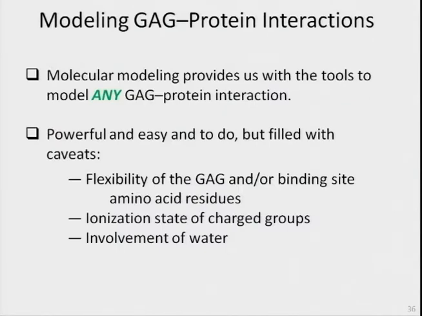Okay, so this general scheme is very powerful. It theoretically provides us with the tools to model any GAG-protein interaction. As I mentioned, it's powerful and easy to do, but there are some caveats when using virtual screening with GAGs compared to normal molecules. First of all, I mentioned the rotatable bonds. You have a fairly large molecule with lots of different rotatable bonds. It can have lots of different conformations. That makes it really difficult compared to a smaller, drug-like molecule.